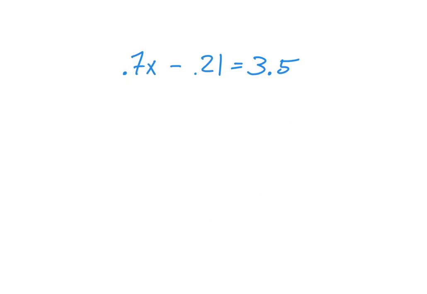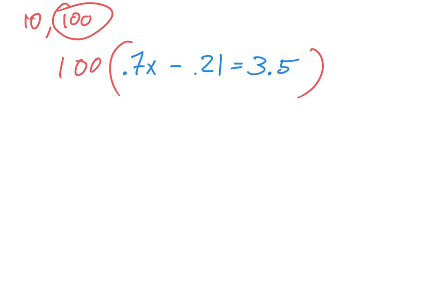When I have decimals, remember decimals in terms of places. First place of the decimal is the tenths. This is tenths, hundredths, tenths. So I have tenths, or think 10. I have hundredths, or think 100. Both numbers go into 100. 100 goes into 100, 10 goes into 10. I'm going to multiply everything by 100.